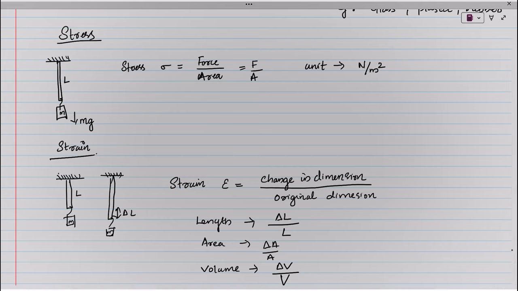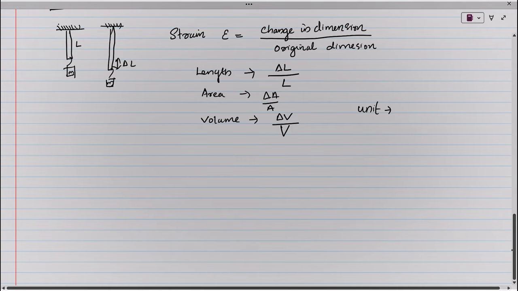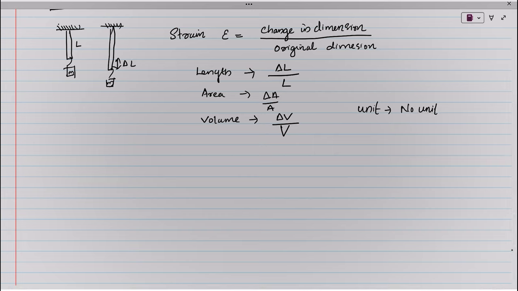Okay, these are the two main physical quantities we consider in studying the elastic properties of solids. The unit of strain is no unit, because the change in length here is meter by meter, so it has no unit. Then we have to relate these two physical quantities by a law called Hooke's law. Hooke's law states that stress and strain are mutually dependent within the elastic limit. That is, stress is directly proportional to strain.